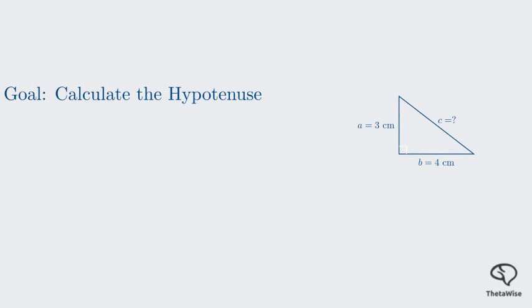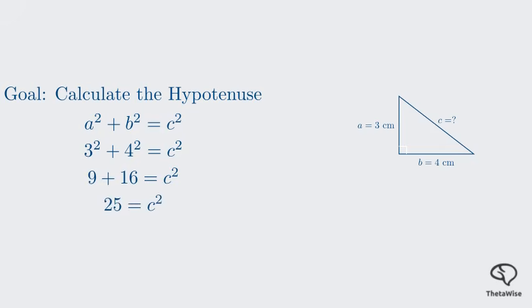Our first objective is to find the length of the longest side, the hypotenuse. Let's look at a triangle where the two shorter sides, A and B, are 3 centimeters and 4 centimeters. Remember the golden rule, always write the formula first. Now we substitute our known values into the equation. 3 squared is 9, and 4 squared is 16. Adding those together gives us 25.